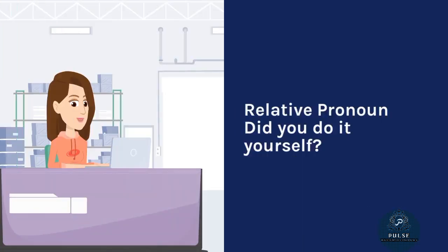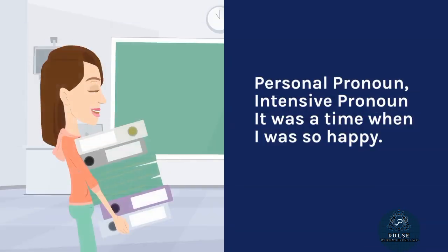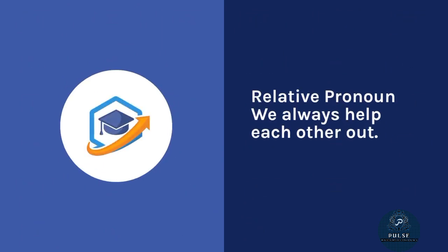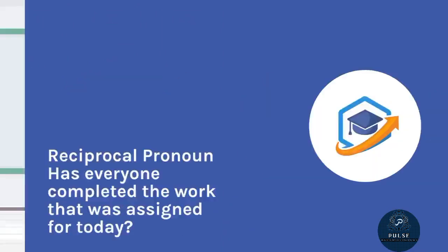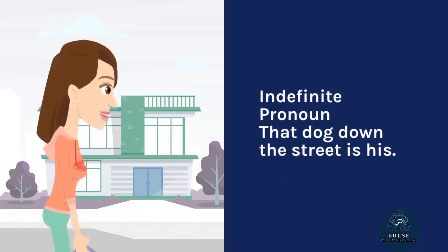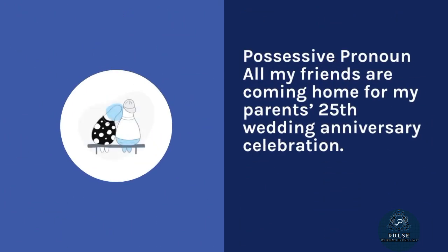Did you do it yourself? Personal pronoun, intensive pronoun. It was a time when I was so happy: relative pronoun. We always help each other out: reciprocal pronoun. Has everyone completed the work that was assigned for today? Indefinite pronoun. That dog down the street is his: possessive pronoun. All my friends are coming home for my parents' 25th wedding anniversary celebration: possessive pronoun.